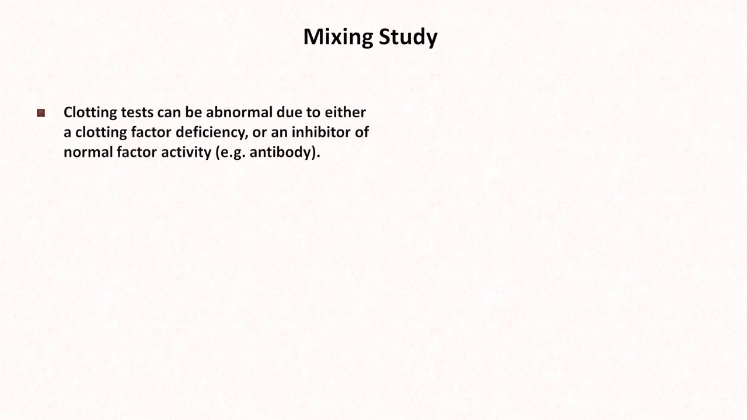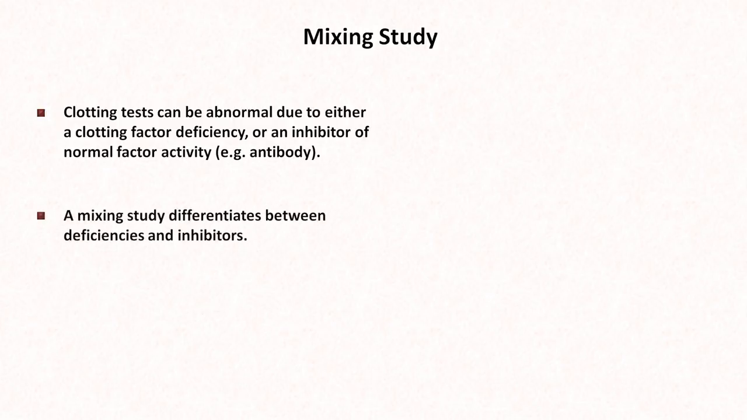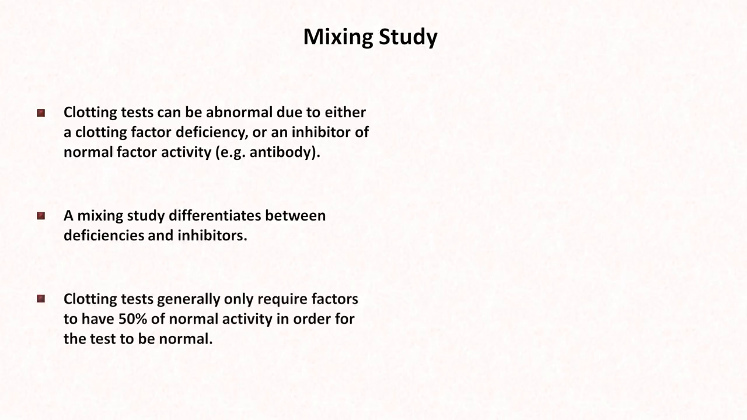Clotting tests can be abnormal due to either a clotting factor deficiency or due to the presence of an inhibitor of normal factor activity, usually an antibody. A mixing study differentiates between these 2 possibilities, and it relies on the observation that clotting tests generally only require factors to have 50% or sometimes even less of their normal activity in order for the test to be normal.